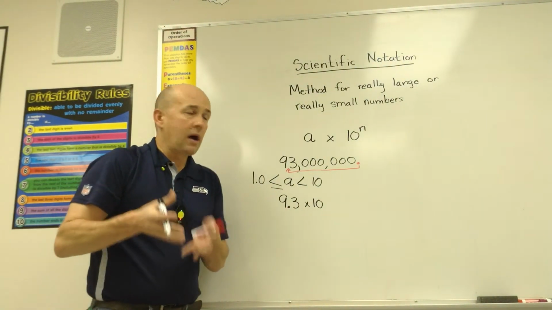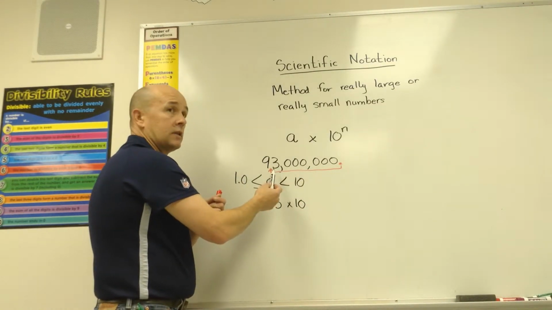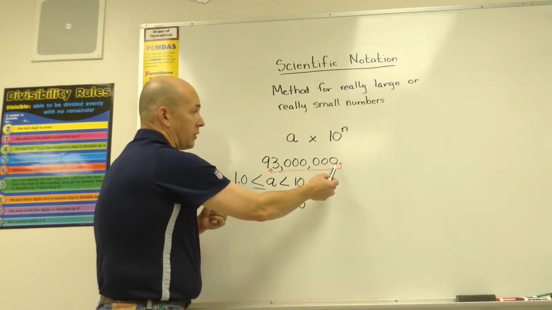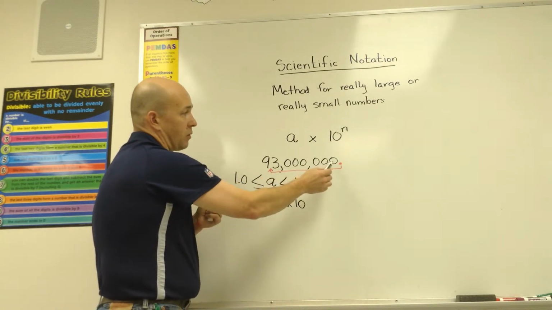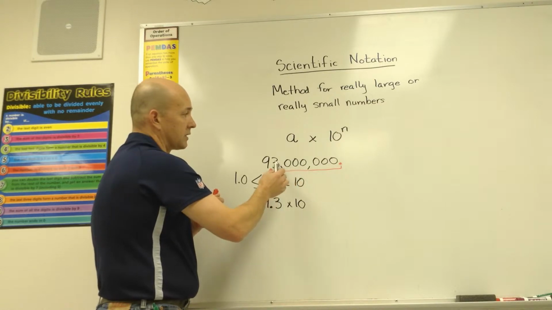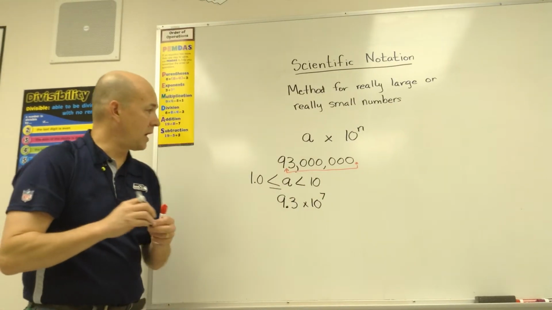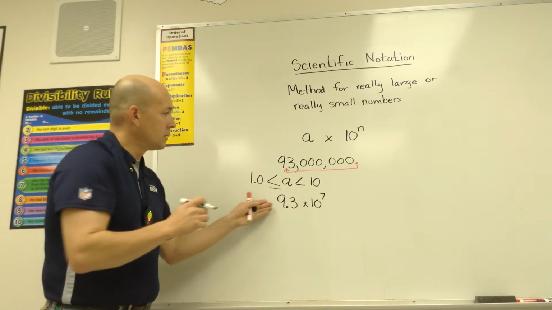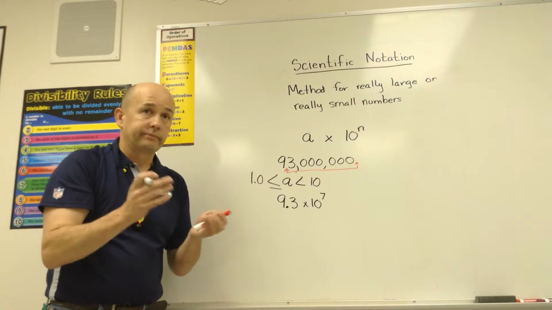The power of 10 is based on the number of decimal places that I moved the decimal point. Here, I moved it in front of the 3, so I moved it 1, 2, 3, 4, 5, 6, 7 places. So that would be 9.3 times 10 to the 7th power. This number is scientific notation for 93 million.